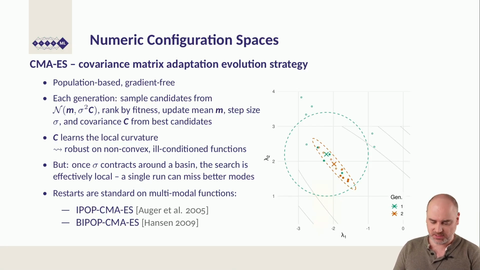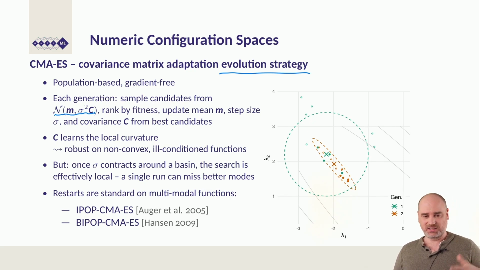So from that name you can see, well, it is an evolution strategy. Because of that, it's population based, it's gradient free. Actually, it's something that we would call an estimation of distribution algorithm. So in each generation, in general, CMA-ES maintains a Gaussian distribution that is parameterized by a mean vector and a covariance matrix.